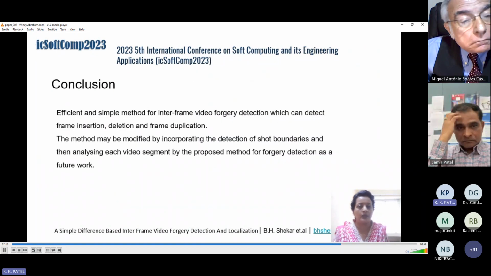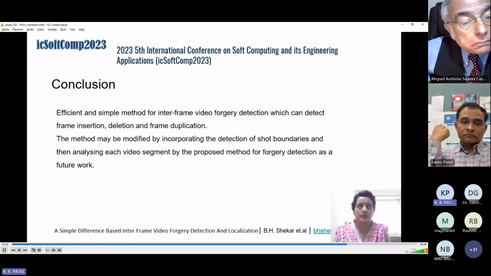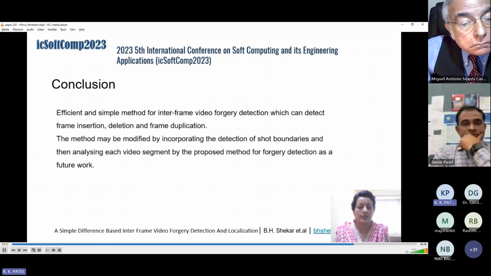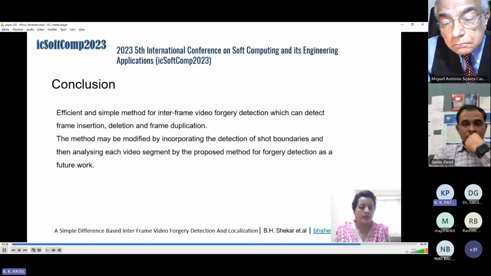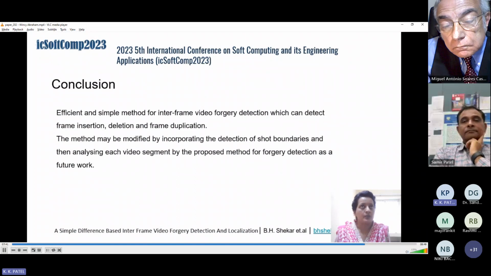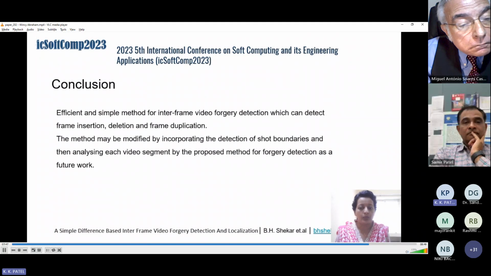So we claim that this is an efficient and simple method for interframe video forgery. It is efficient because it can detect forgeries whatever the type, insert, copy, delete, whatever it is. Interframe forgeries it can detect easily, and it is simple because with simple differences we are detecting the forgery. It is fast and efficient because it is simple and can be computed easily, so the method works faster compared to other state-of-the-art methods.